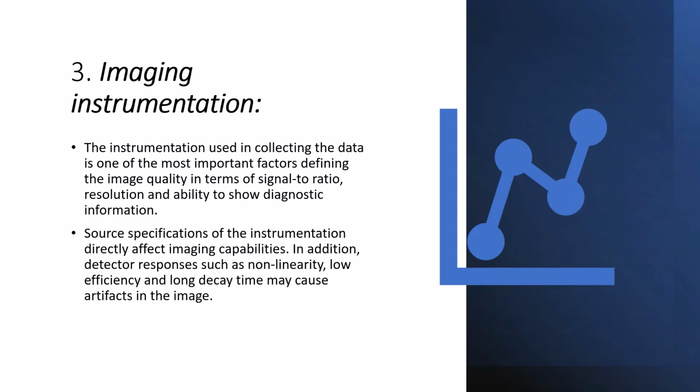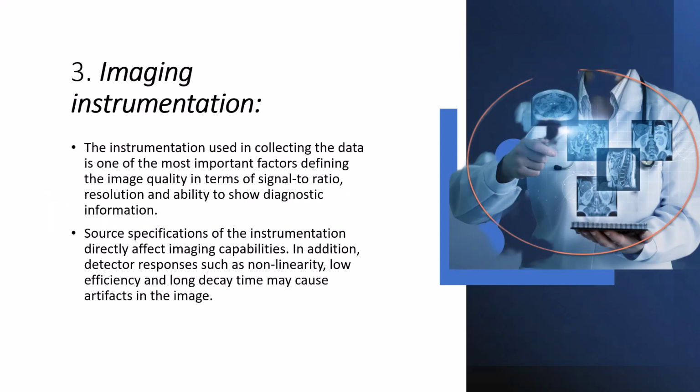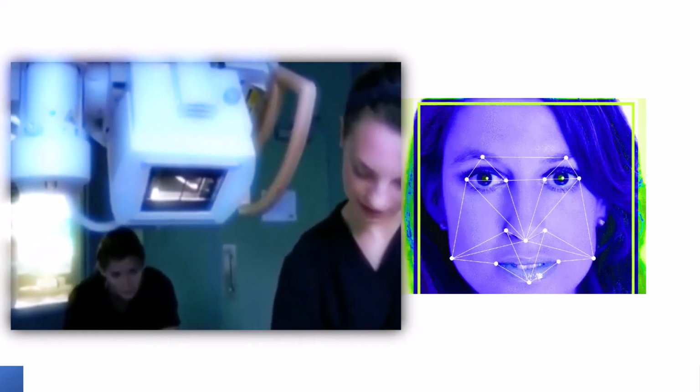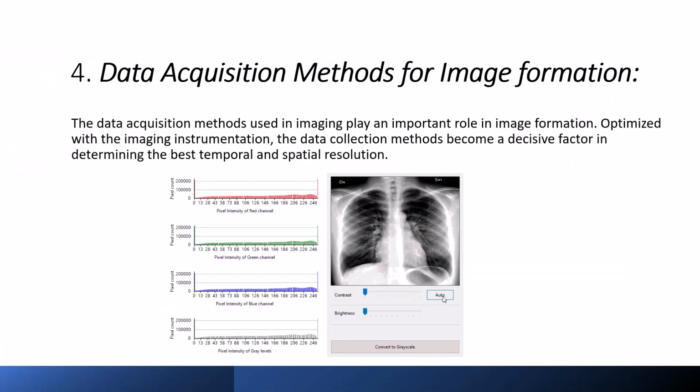The instrumentation used in collecting the data is one of the most important factors defining the image quality. Source specifications of the instrumentation directly affect the image capabilities. The data acquisition methods used in imaging play an important role in the image formation. Optimized with the imaging instrumentation, the data collection methods become a decisive factor in determining the best temporal and spatial resolution.